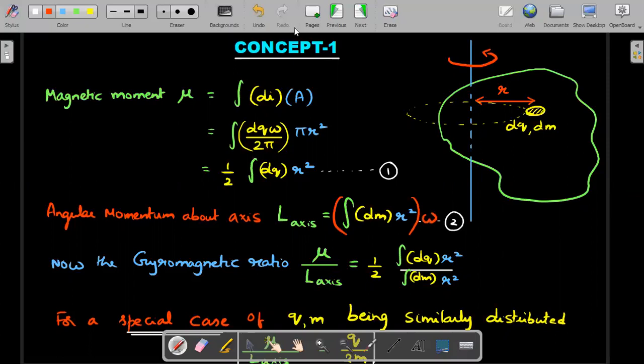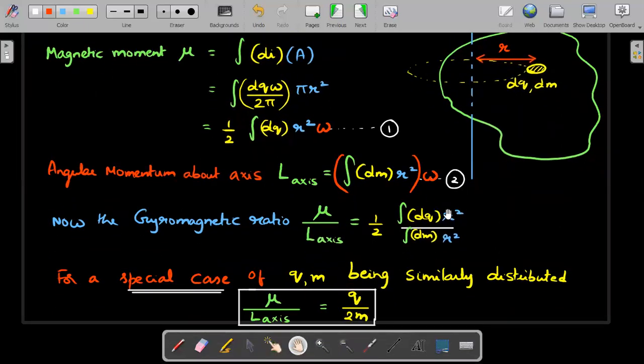Then you take the gyromagnetic ratio definition, which is the ratio of magnetic moment divided by angular momentum measured about the same axis. When you divide these two, omega gets cancelled and you end up getting a nice ratio of integrals here. And a half, obviously, you could see outside waiting.